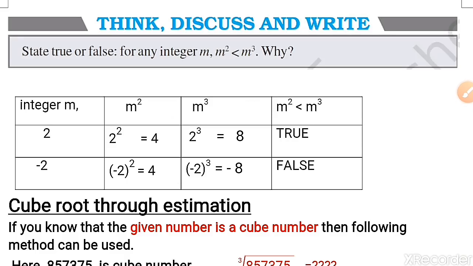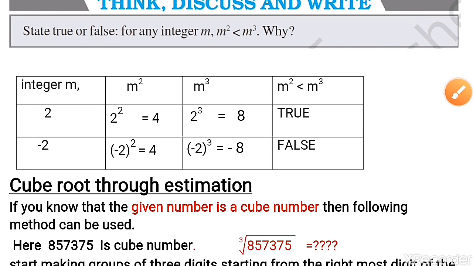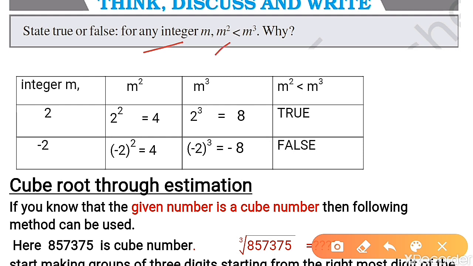Think, discuss and write. It is a problem from your NCERT textbook. What is it saying? State true or false: for any integer m, m square is less than m cube. We have to verify the result, that is, whether m square is less than m cube, true or false. There are a few things we have to know. First, what an integer is; then we calculate m square, then m cube, and then we compare whether m square is less or more than m cube.